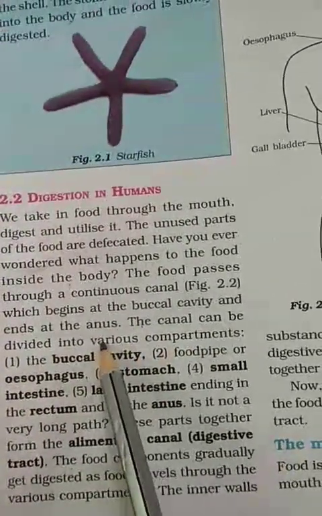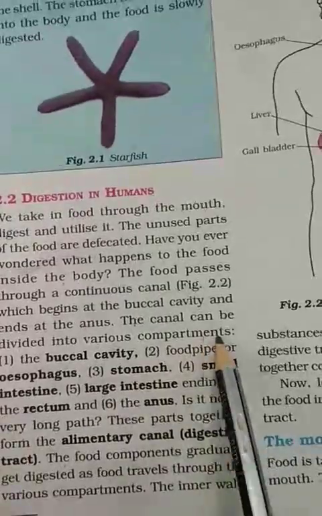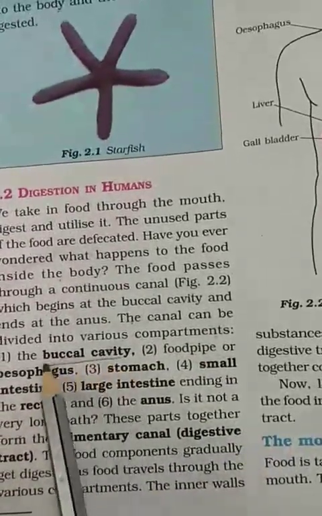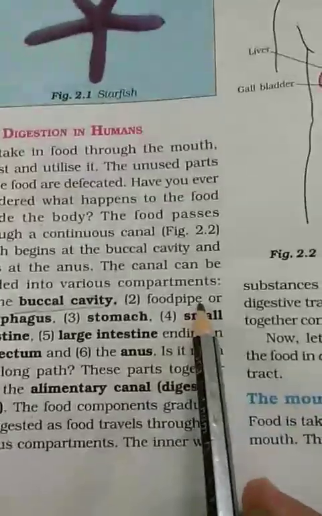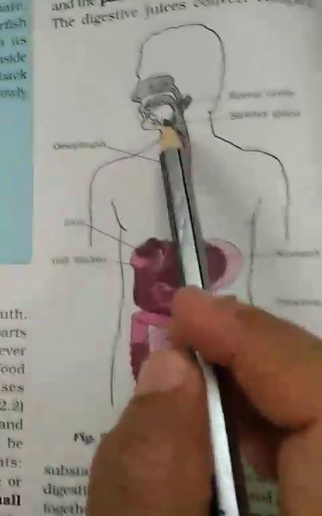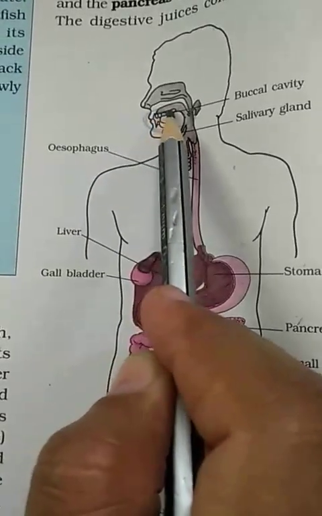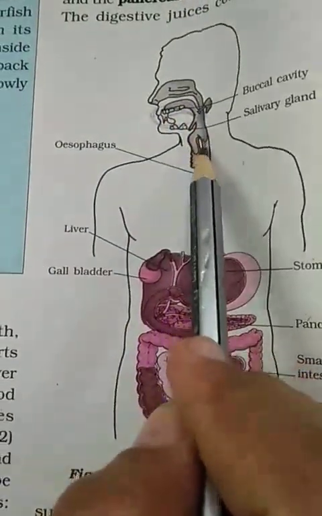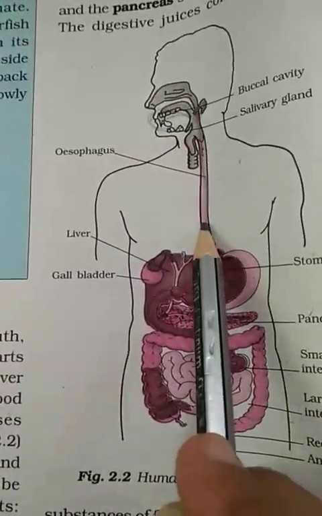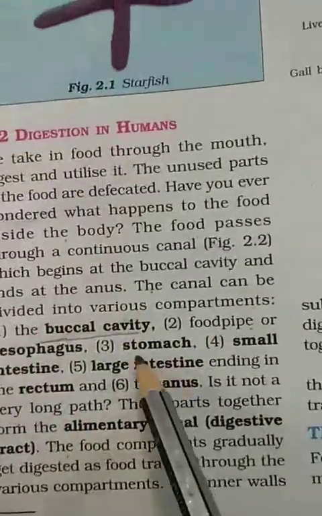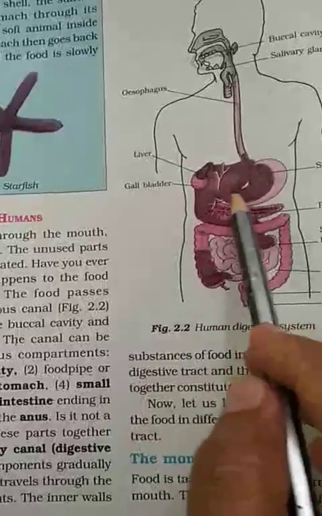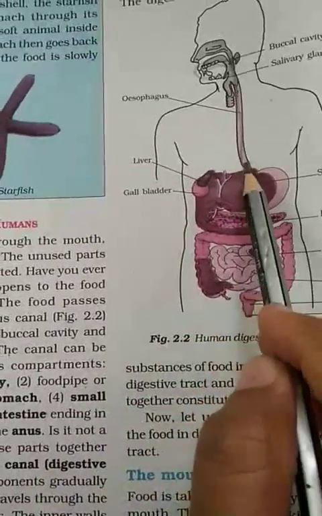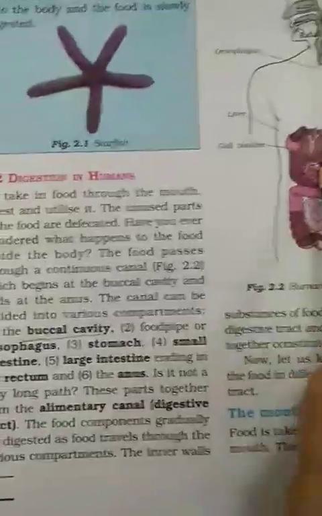Next, the canal can be divided into various compartments. The first is the buccal cavity. Buccal cavity means we can say our jaw, where we are keeping our food. Next is the food pipe or esophagus. After the buccal cavity, it is joined to one pipe which is known as the food pipe. Then the next is the stomach. This is what is known as the stomach. From the food pipe, the food enters into the stomach.